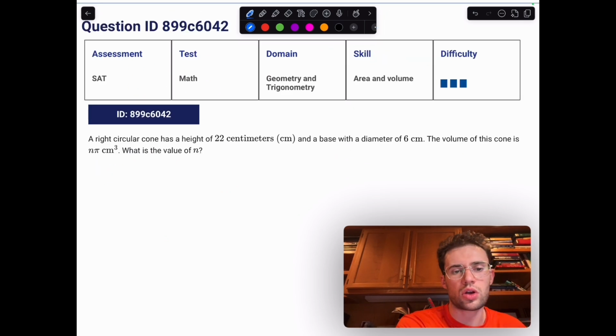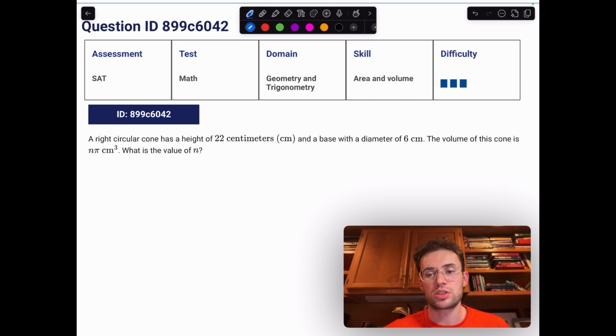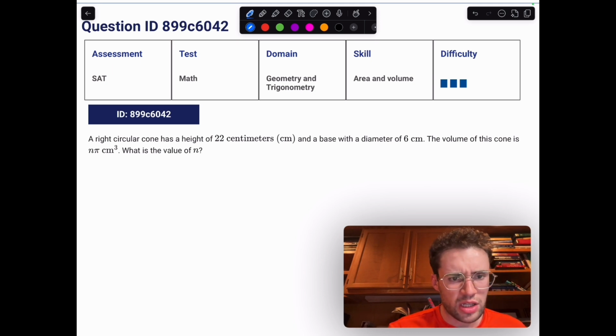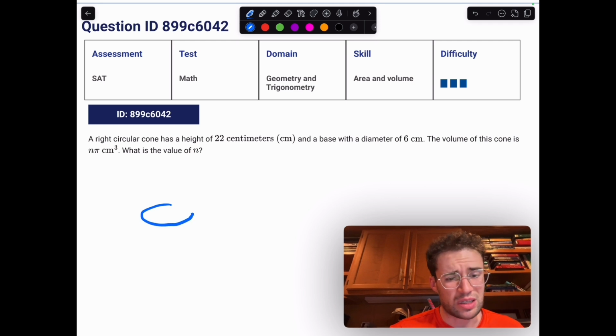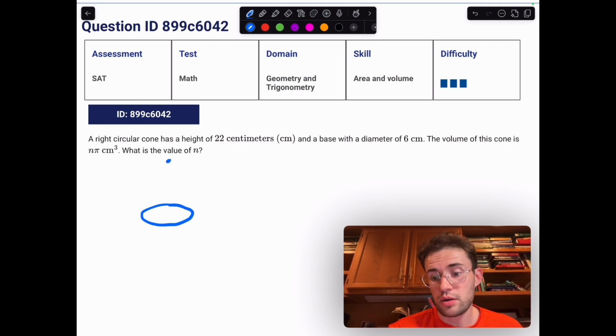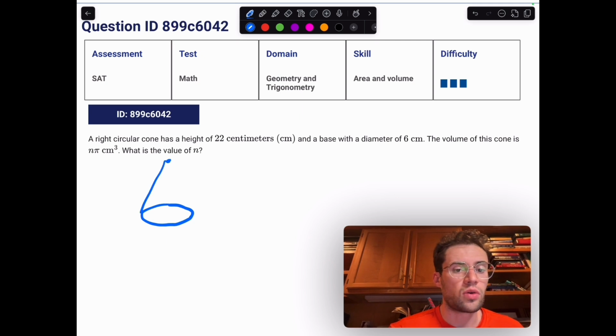A right circular cone has a height of 22 centimeters and a base with a diameter of 6 centimeters. The volume of this cone is n times pi centimeters cubed. What is the value of n? All right, well, if it's a right circular cone, it's basically a normal cone. This means the top point there, like that zenith of the cone, is going to be directly above the center of the circle, right? And they meet, you get a 90-degree angle there like that.